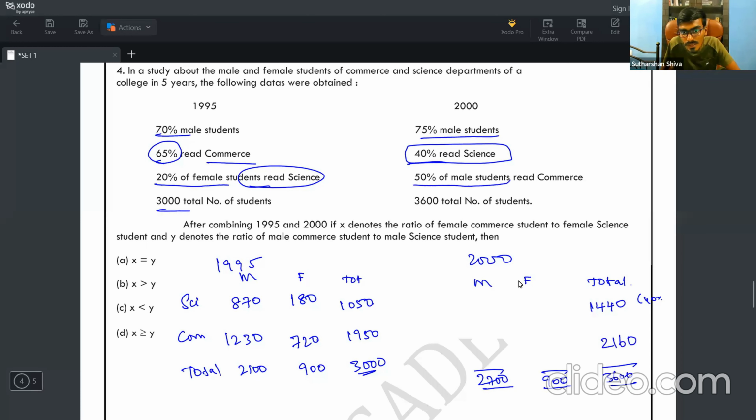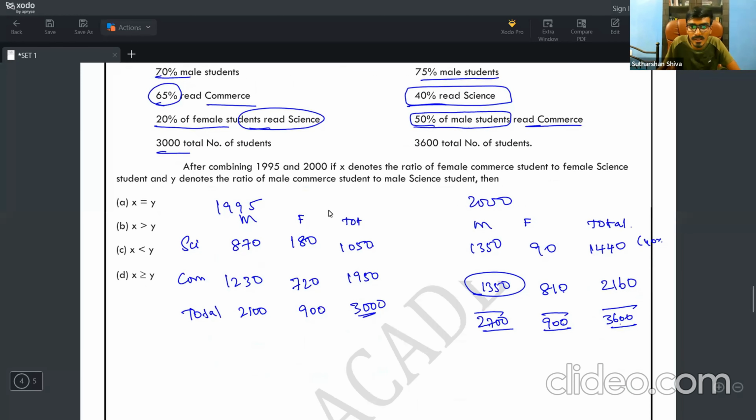Okay. 50% of the male students read commerce. From 2700, calculate 50% and write it here. What is 50%? 1350. Then the remaining 1350 will read science. Then female will be 90. Here, if I subtract it, it will become 810. The table is formed. Now, what are they asking?